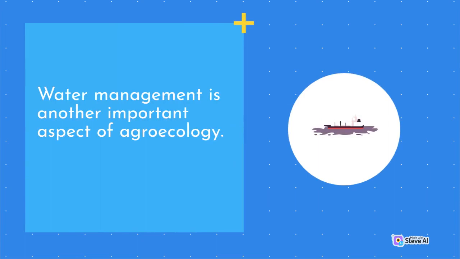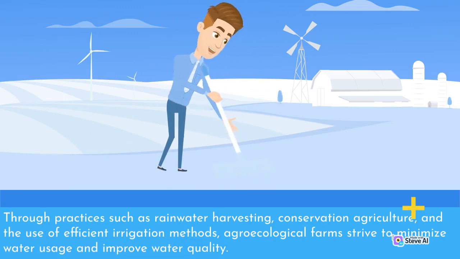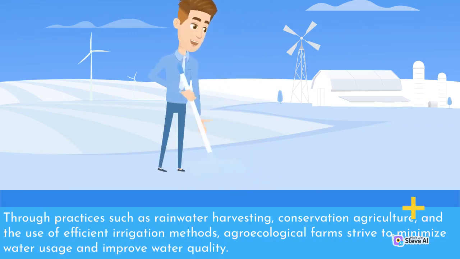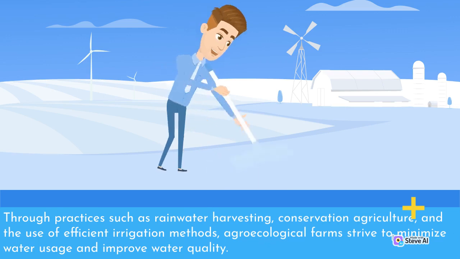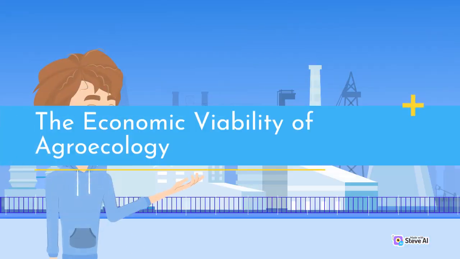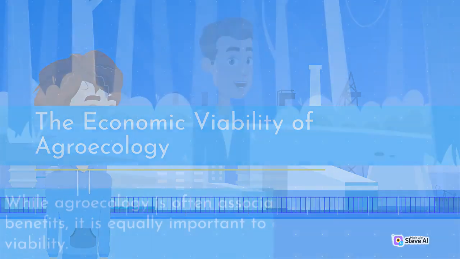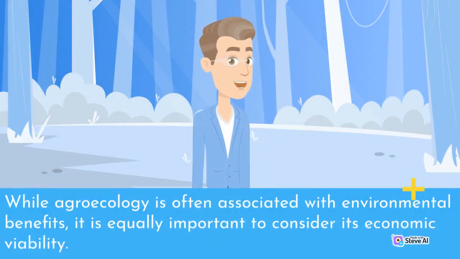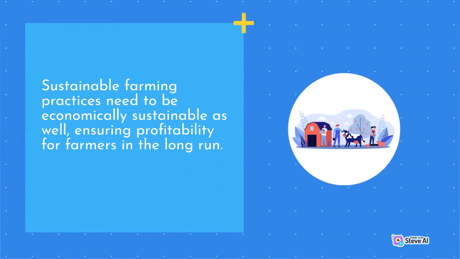Water management is another important aspect of agroecology. Through practices such as rainwater harvesting, conservation agriculture, and the use of efficient irrigation methods, agroecological farms strive to minimize water usage and improve water quality. The economic viability of agroecology. While agroecology is often associated with environmental benefits, it is equally important to consider its economic viability. Sustainable farming practices need to be economically sustainable as well, ensuring profitability for farmers in the long run.